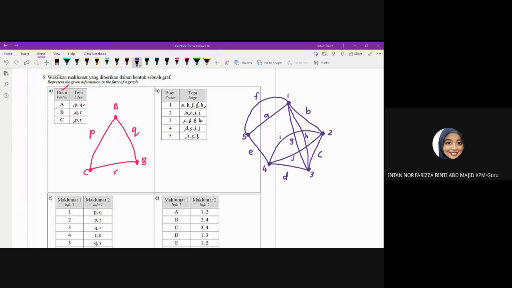Nia masuk pun, Nia. Lama tak jumpa. Sorry, cikgu. Sakit? COVID. Oh, COVID. Okay. Itulah, tak pakai mask.